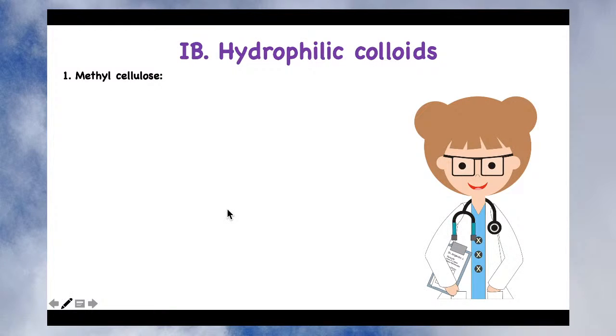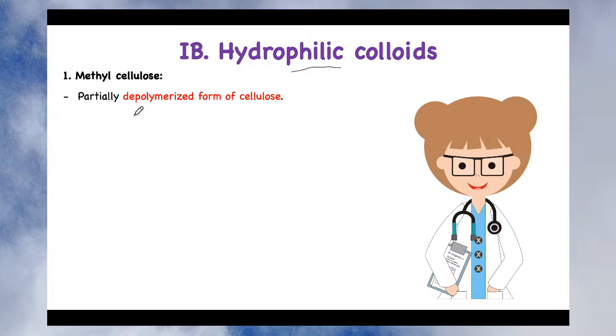Now we'll move to the second subclass, that is hydrophilic colloid. Under the first subclass, that is osmotic purgative, we have seen magnesium sulfate and we have seen milk of magnesia. Now we are moving to hydrophilic colloid. An example is methyl cellulose. Methyl cellulose is a very good hydrophilic colloid, and the name itself indicates what this drug will be doing. These drugs are hydrophilic in nature, meaning they are water loving. So they will attract more water due to their hydrophilic action.